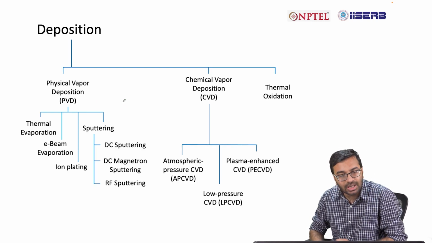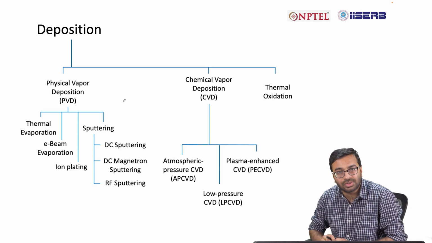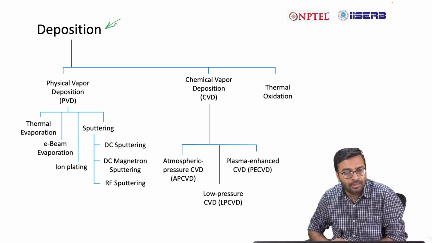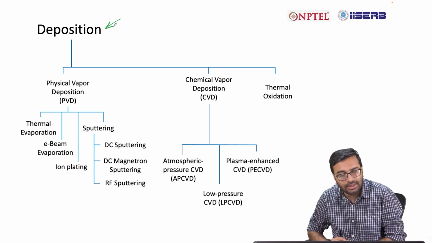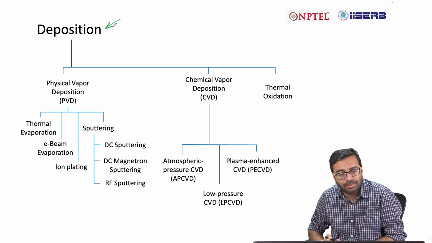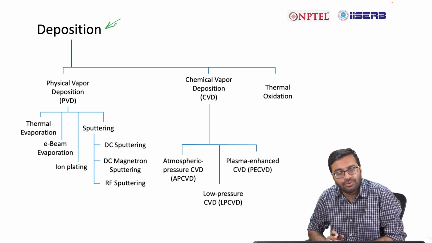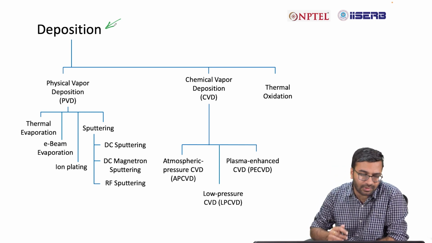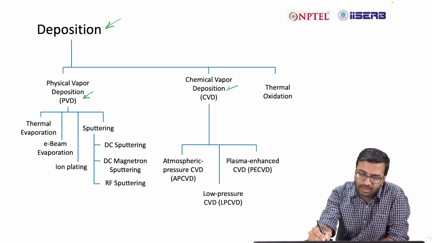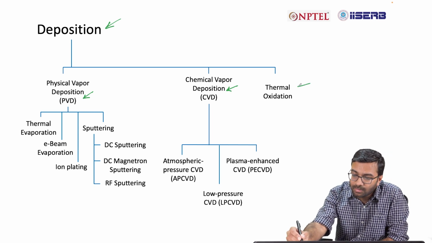But today we will start the first process that I mentioned in the previous lecture, which is known as deposition. So deposition is a process. From the name itself, it is very clear that if you want to deposit one material on top of a substrate, we usually use different deposition techniques. So deposition can be divided majorly into three different categories. The first one is physical vapor deposition, the second one is chemical vapor deposition, and then we have thermal oxidation.